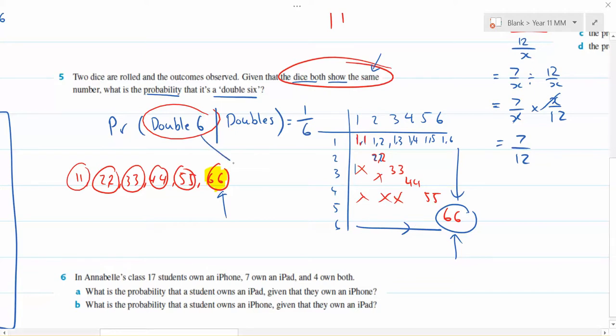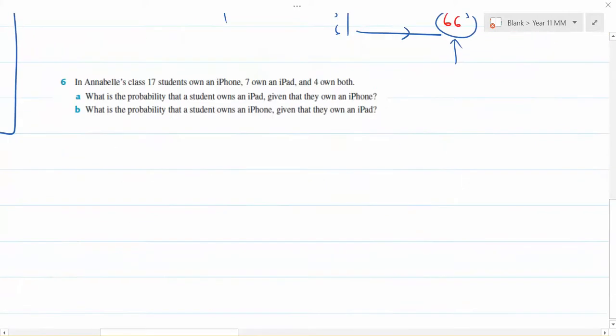The chance of getting a double 6 now is dependent on the new condition, and the new condition is you got a double. That's what you know. I already got a double. What's the chance of getting a double 6? That's what I'm looking for. So these are my doubles. And out of those doubles, what's the chance of getting my double 6? And there's only one out of the 6 there. Okay. Let's try the next one.